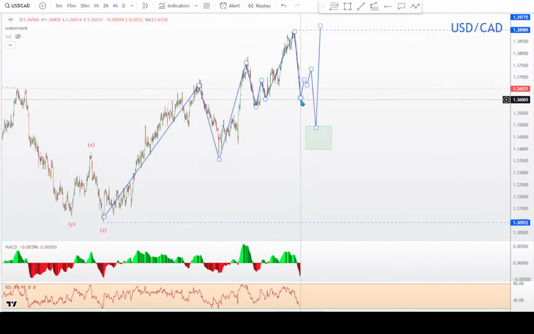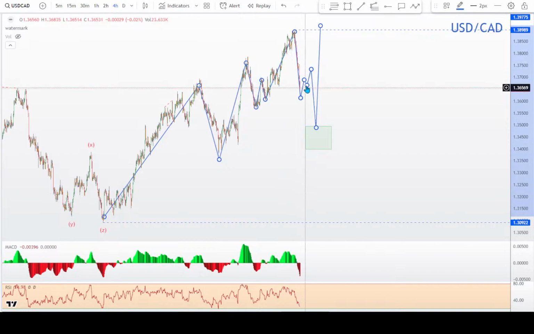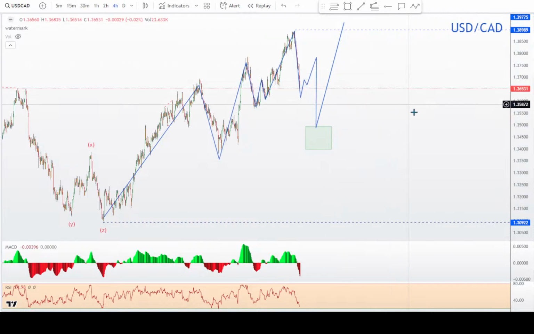And the CAD is in a correction starting, so got a big down move, looking for an up move now, a correction before they go down, and I'm coming down into here before they resume up one more time.